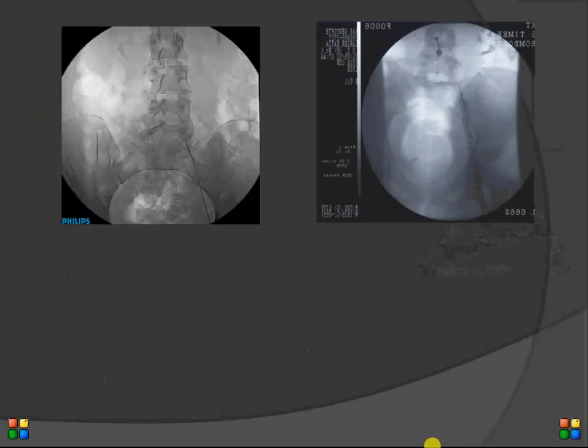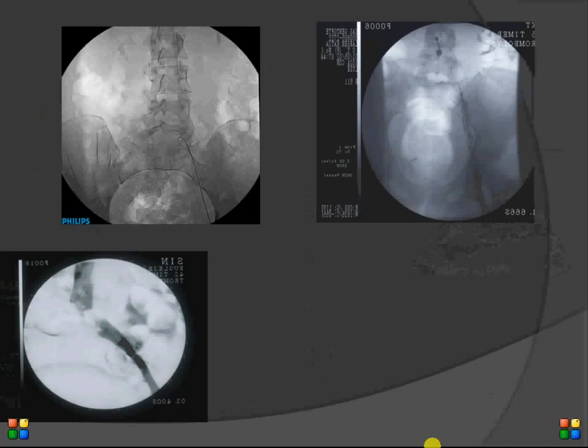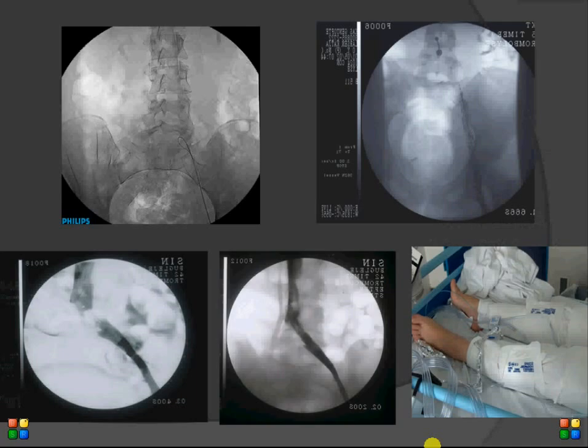Just some examples, we can skip it. We are using the wire technique, the looping wire technique. You can just see here, up here, and here you can see the contrast going out of the multi-site catheter, a multi-hole catheter with tip occlusion, and here we still have some problem after thrombolysis.